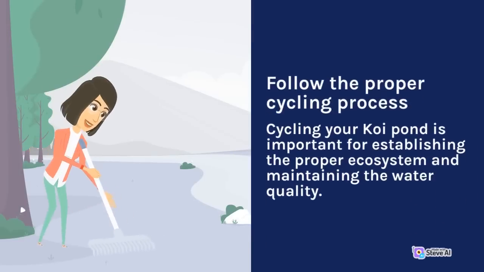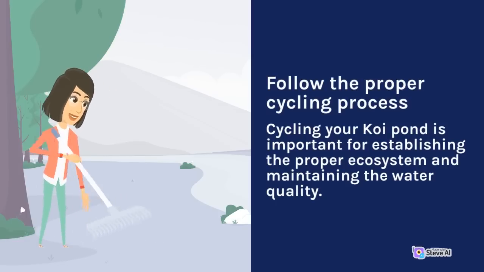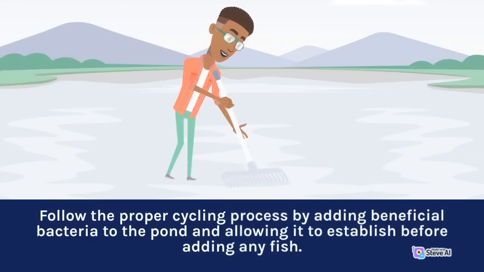Follow the proper cycling process. Cycling your koi pond is important for establishing the proper ecosystem and maintaining the water quality. Follow the proper cycling process by adding beneficial bacteria to the pond and allowing it to establish before adding any fish.